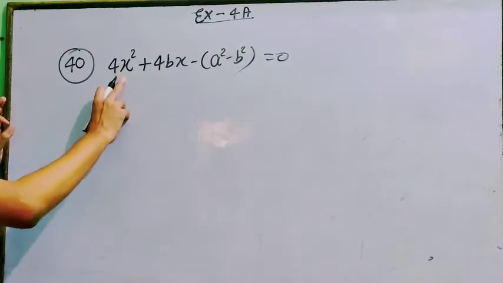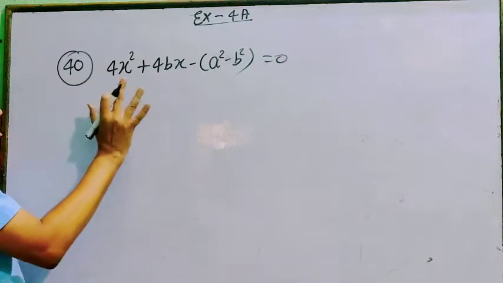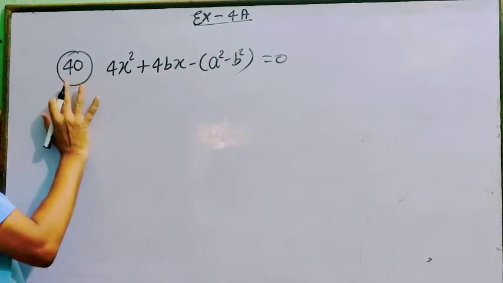See, 4x square plus 4bx minus a square minus b square is equal to 0 and we will find the value of x. That is question number 40.